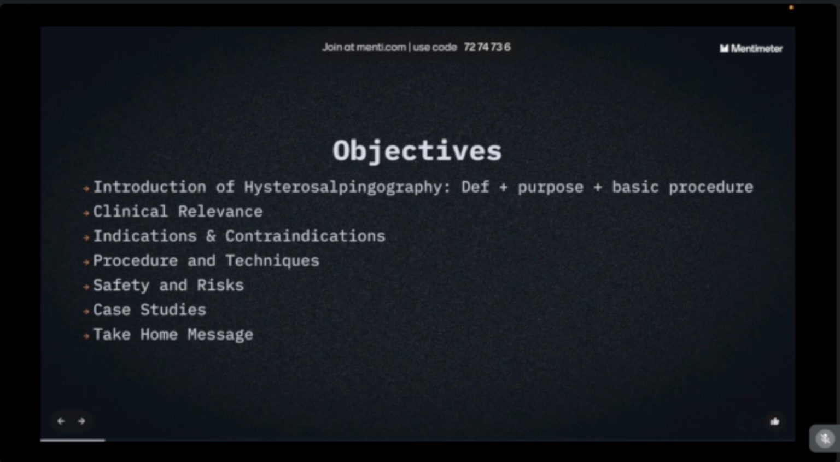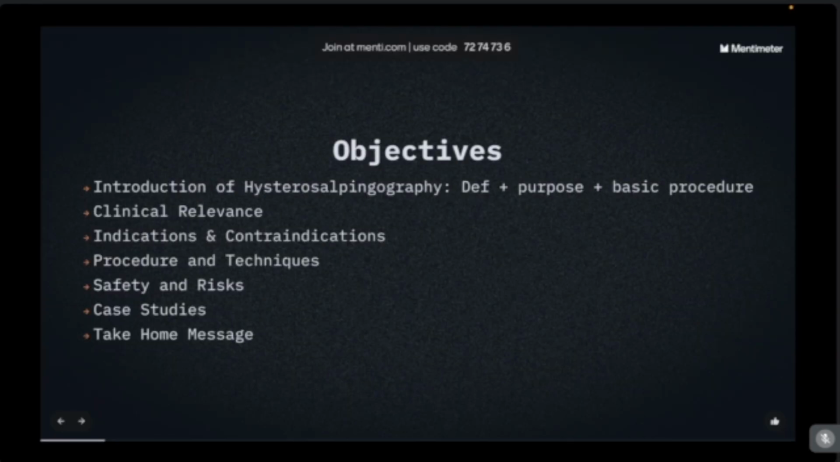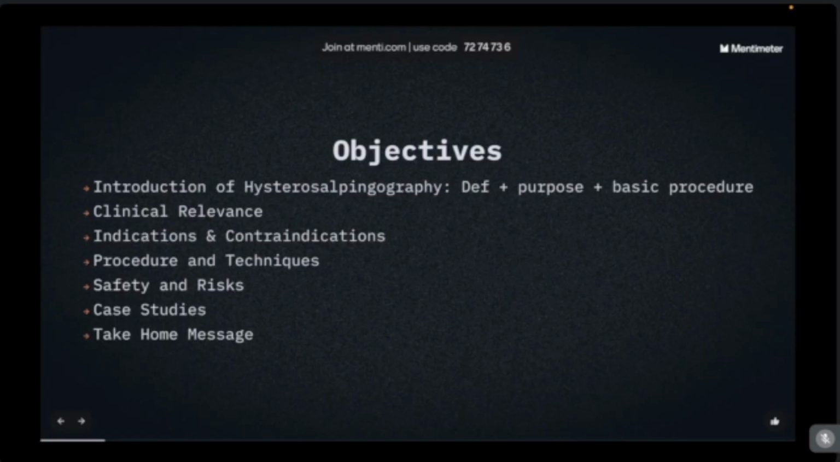So our objectives for today's course are to have an introduction to hysterosalpingography, to have a definition, to know the purpose of it, and to know the basic procedure. The second point is to know the clinical relevance. And then, of course, we have to have an overview of the indications and contraindications. And of course, the procedure and techniques, then the safety and risks of it. And we will end it with some case studies. And of course, at the end, we'll have our take-home message.